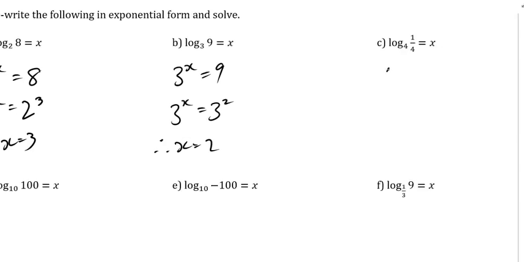So again, the base doesn't change. So 4 to what exponent would give me 1 over 4? Anybody want to try that one? Sam? -1, nice. So there's our quick little reminder of what negative exponents do. We haven't seen a lot of that.